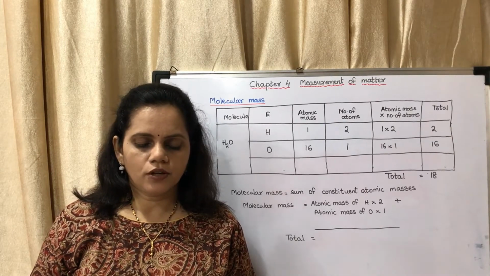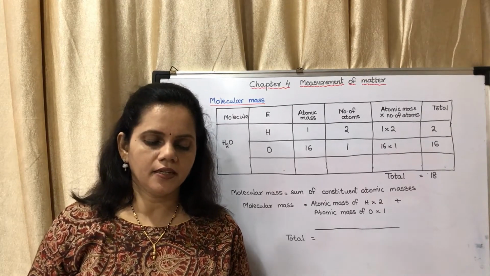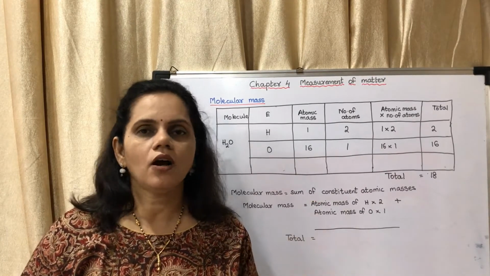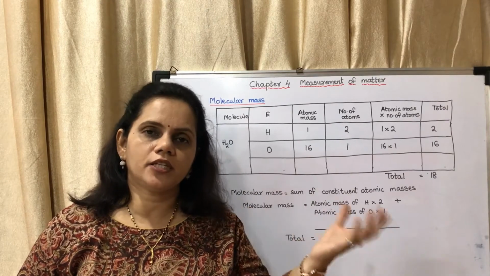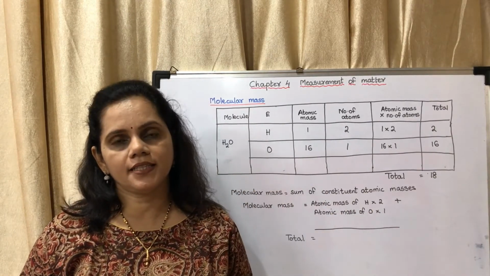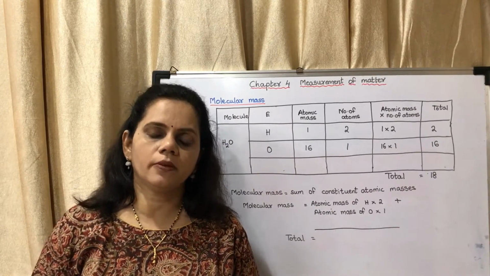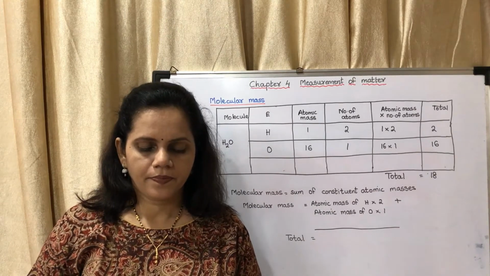When atoms of different elements combine with each other, the molecules of compounds are formed. In O2 both are oxygen, but when two different elements combine with each other, compounds are formed. Now the next topic is molecular mass.